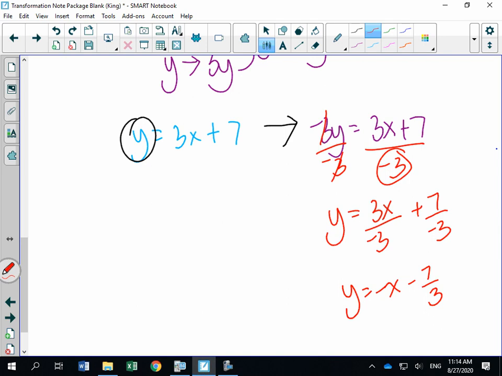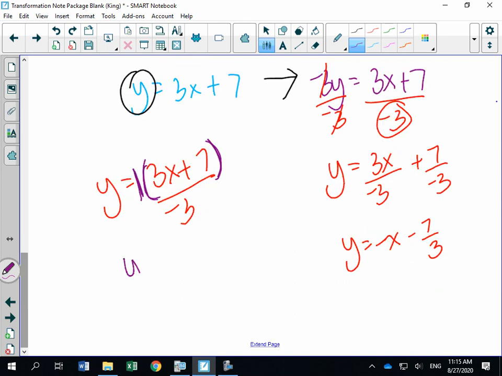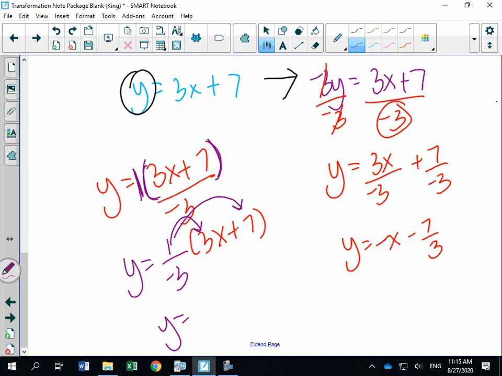That's one answer. Or if I write it over here, 3x plus 7 divided by -3, what you could do is put this in a bracket with a 1 in front. That's the same thing as saying 1 over -3 times 3x plus 7. And then you distribute it in. So whichever method you like.